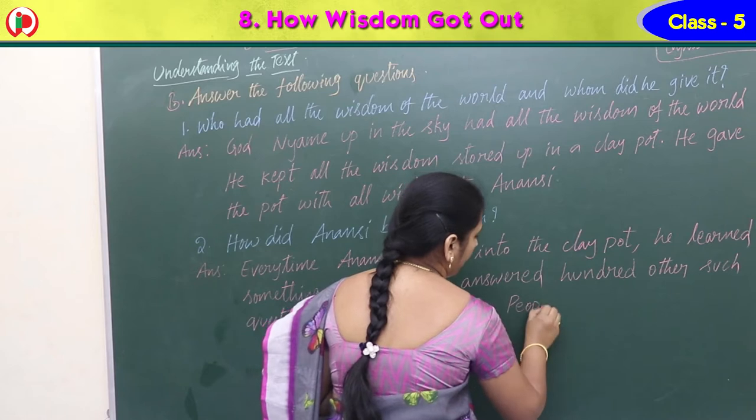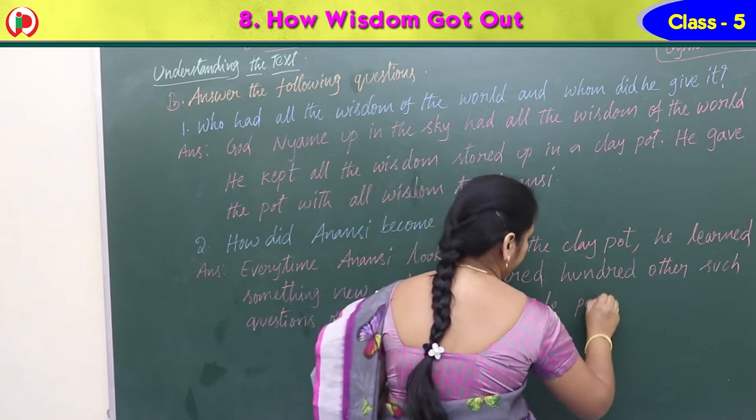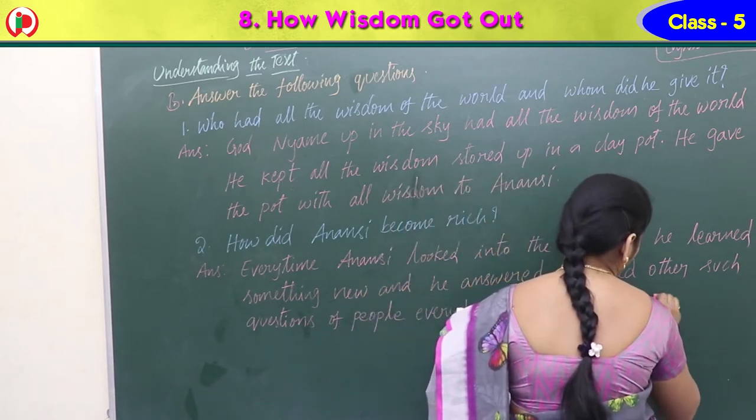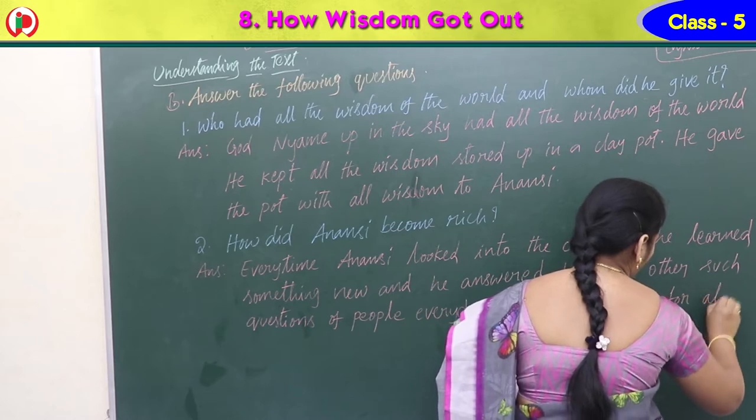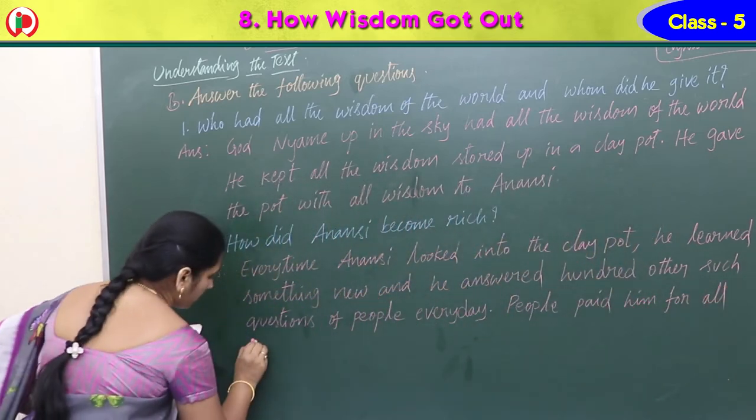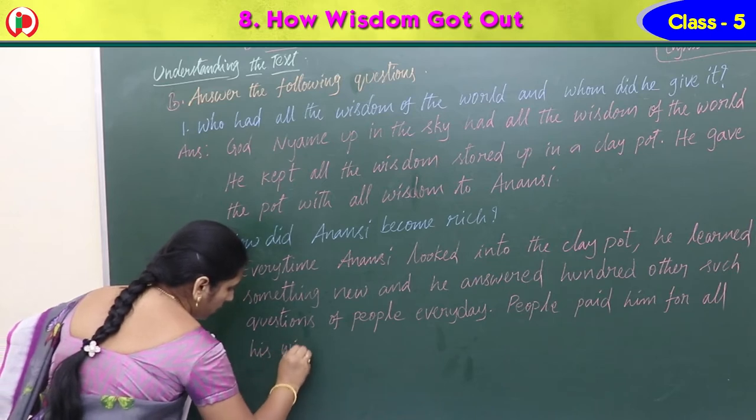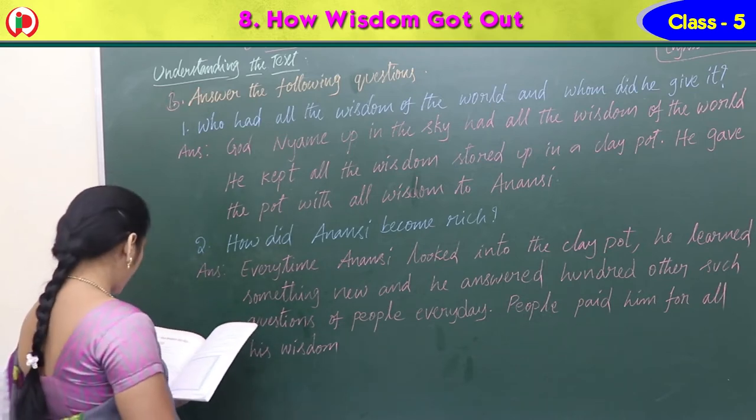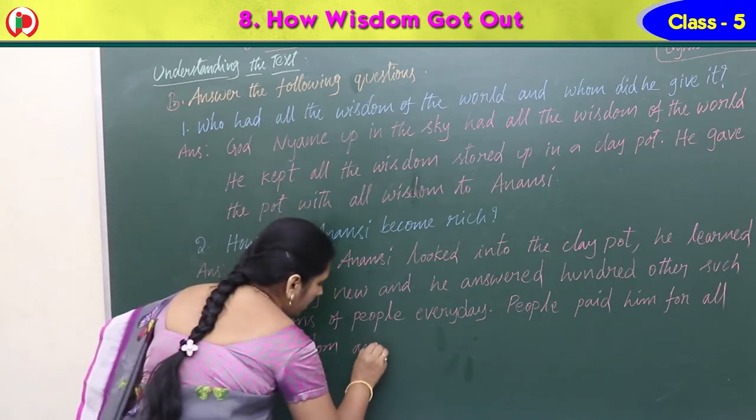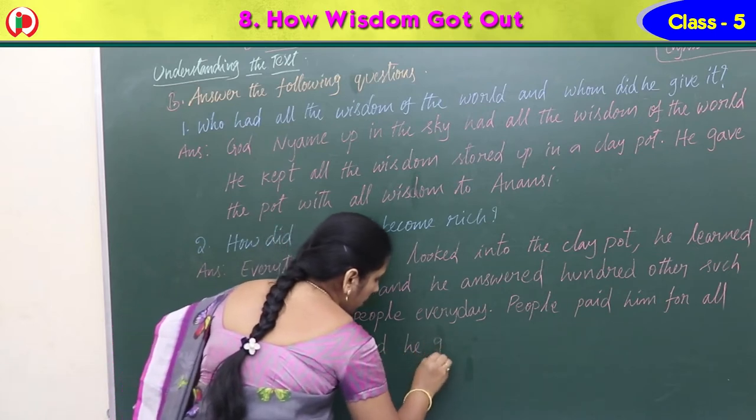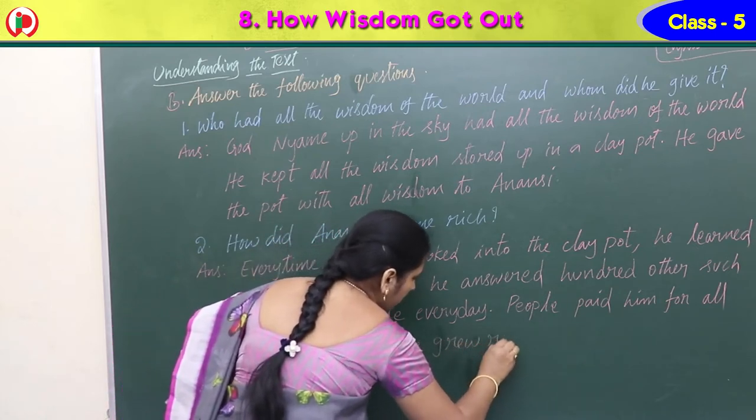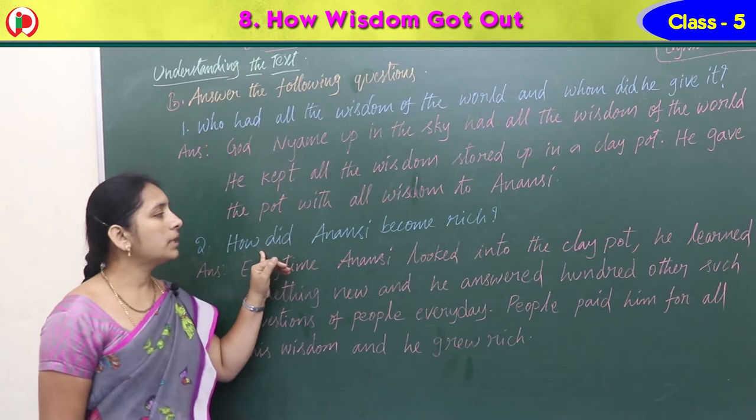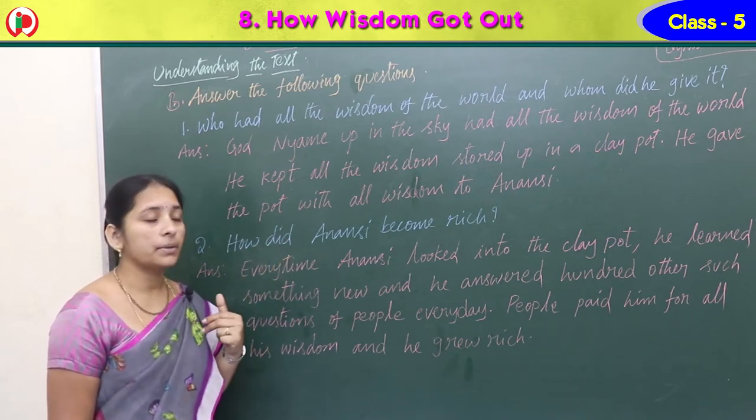Then people paid him for all his wisdom, and he grew rich. So people paid the money, na? Like that he became rich. So what is that? How did Anansi become rich?